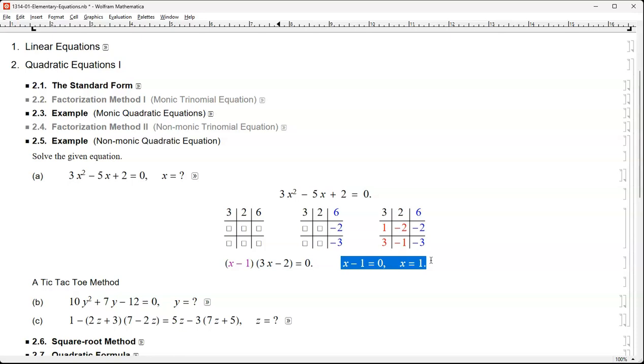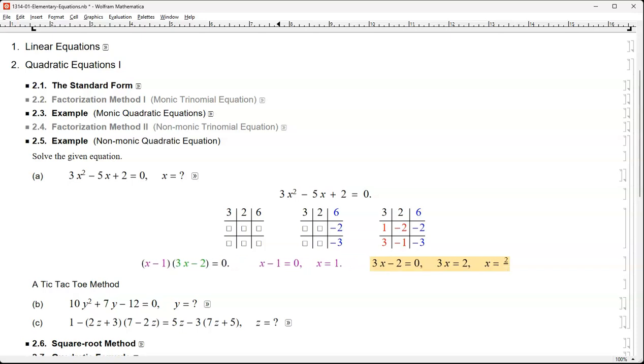Purple. And then the second factor, which I'm highlighting in green, 3x minus 2 is equal to 0, so 3x is equal to 2, therefore x is 2/3. Did I do this right? So we have these two solutions. x is either 1 or 2/3.